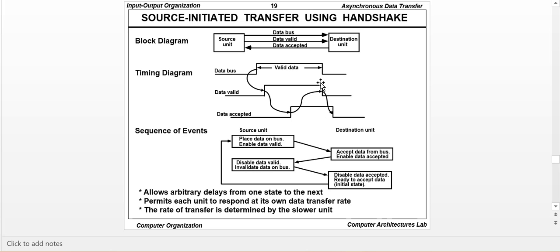Once the data valid signal is disabled, then it means that there is no valid data in the data bus. That is the meaning for it.